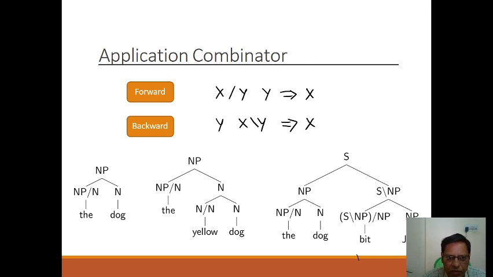Application combinator, that is forward and backward. What is the forward? How the equations are going to be simplified, it is like top to bottom, bottom to up. So how noun phrase is converting, and how statement is converting. So far we discussed a statement is divided into noun phrase and noun phrase. Okay, the dog bit John, yellow dog, the dog. These are the nouns that are making a statement divide into the context-free grammar.